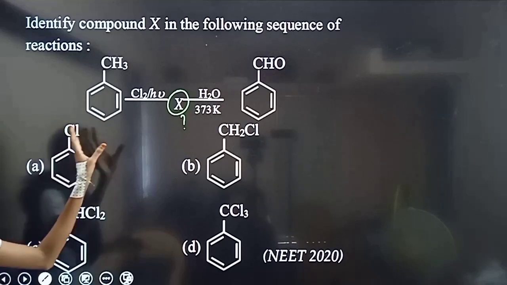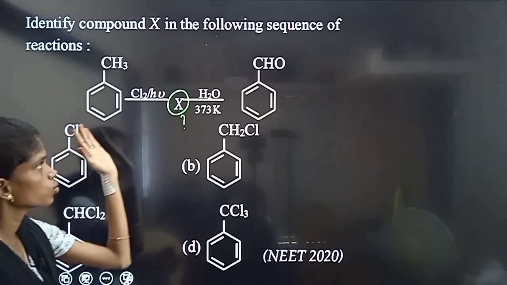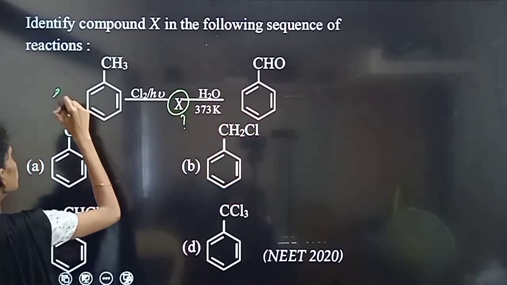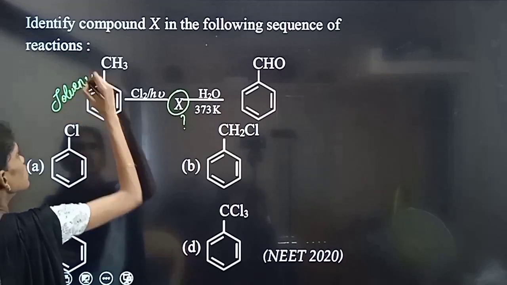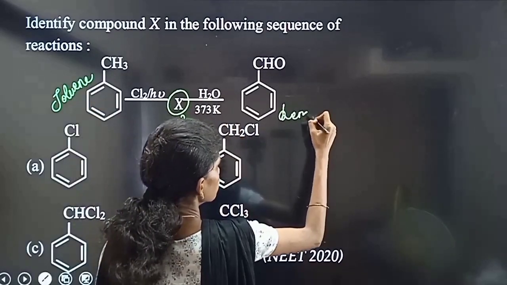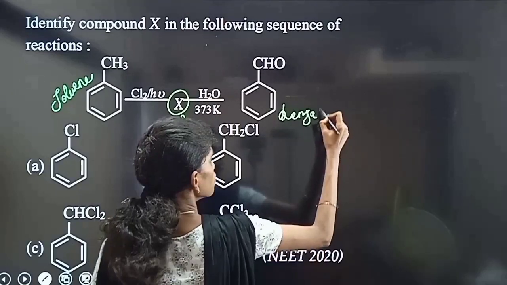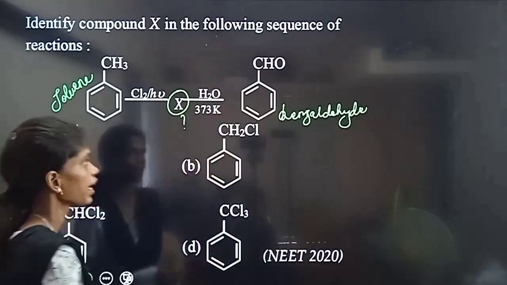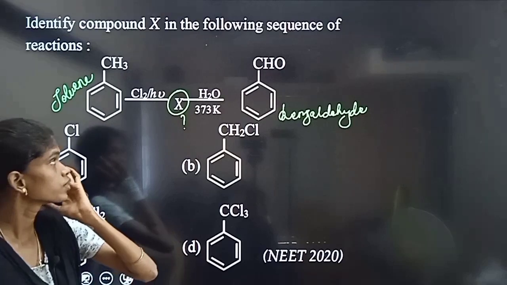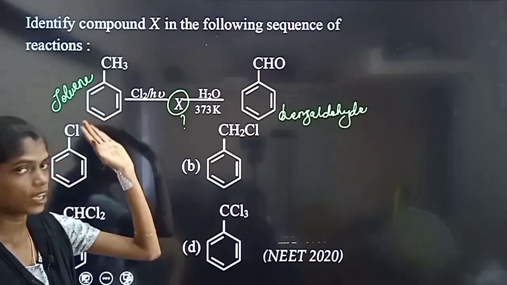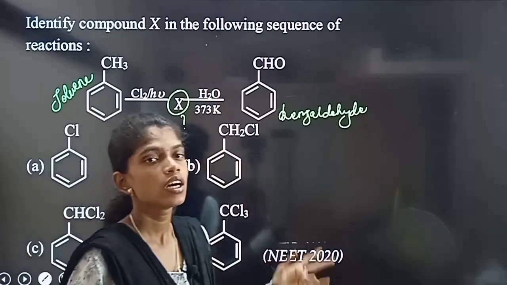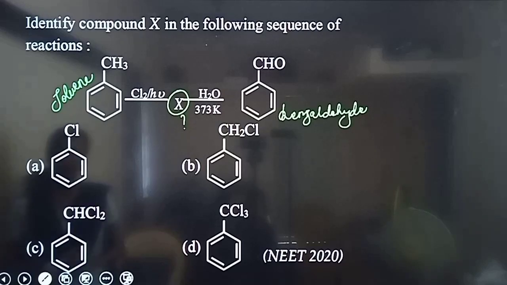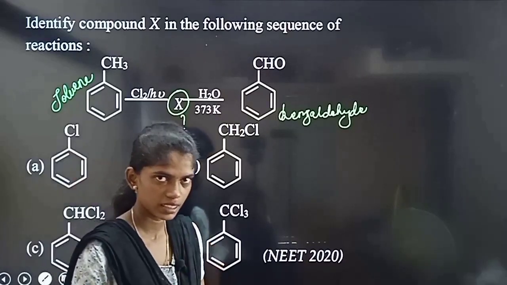Okay, so looking at the reaction, it is a reaction in which toluene is converted to benzaldehyde, and the reagent is chlorine in the presence of HB, a photochemical reaction, followed by addition of water along with heating. So heat and water are added. This is a reaction that we discussed in class.